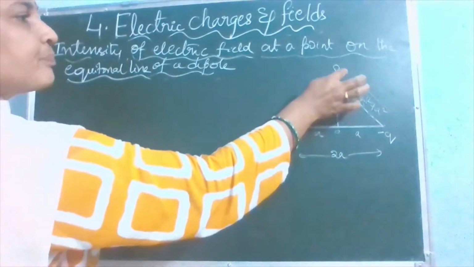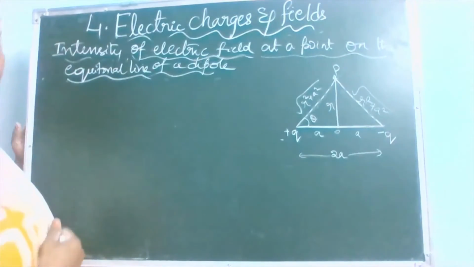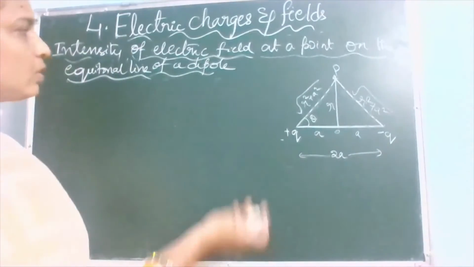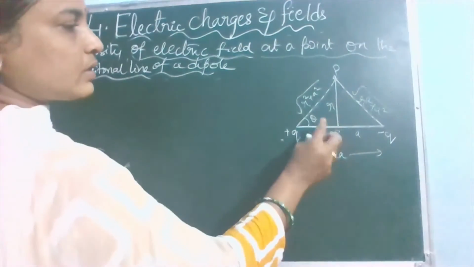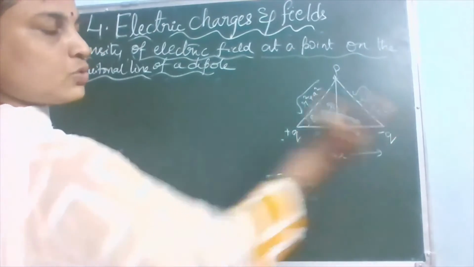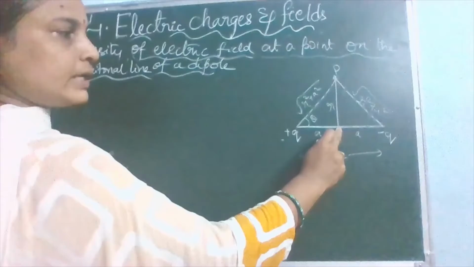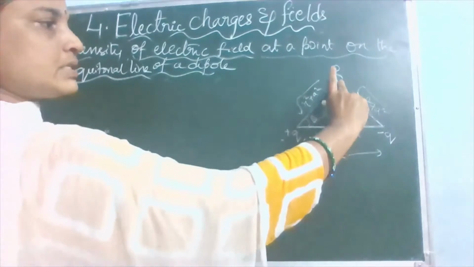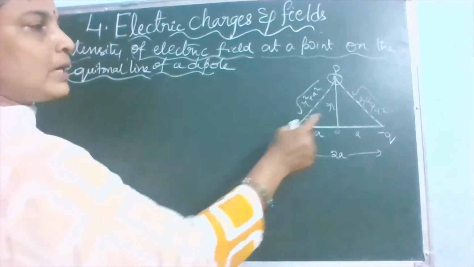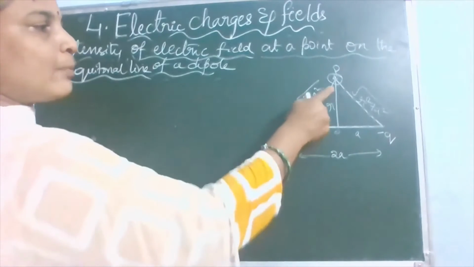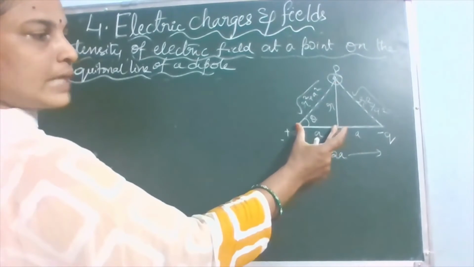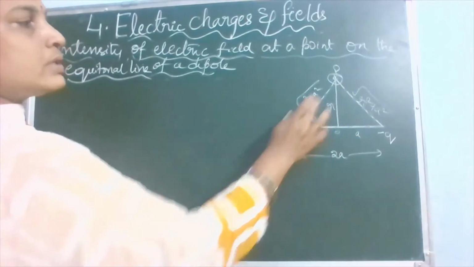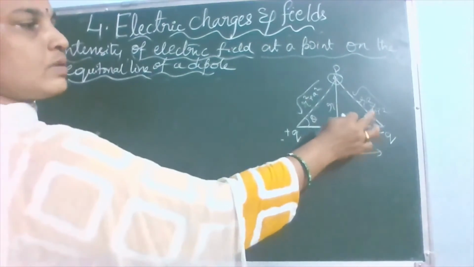At this point we have to calculate the field because of plus q and minus q of this dipole. This one is equal to a, this one is equal to a, and the distance from the center to this point is r. If we form a triangle like this, then this one is r, this one is a, because the length of the dipole totally equals 2a. So the hypotenuse becomes root over (r square plus a square), and this side also becomes root over (r square plus a square).